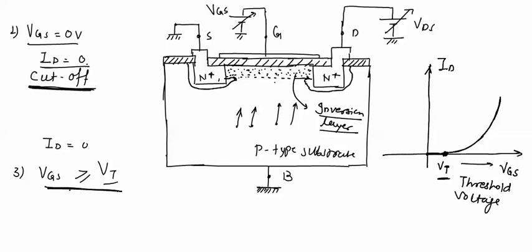Now we will draw the drain characteristics for this MOSFET. For this purpose, we will have to keep the gate to source voltage greater than the threshold voltage, so that the channel will be there in between the source and drain terminal. When VDS is applied, a field will be there in the channel, and this field will be responsible for the conduction. First case, when VDS equals 0 volt, this is the MOSFET.